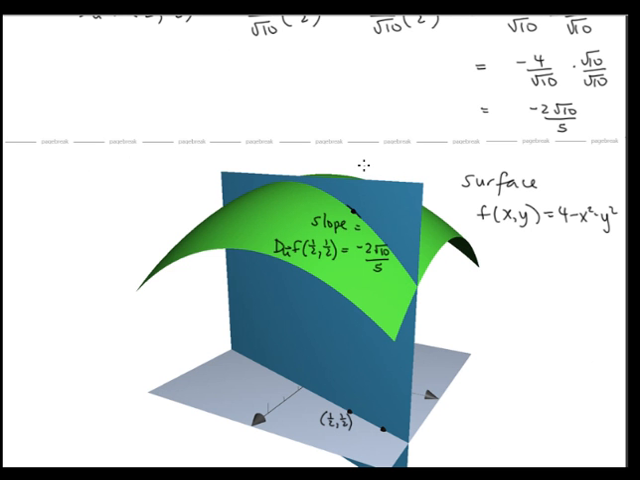And let's take a look at that graphically. This is the surface f of xy equals 4 minus x squared minus y squared. This is our point 1/2, 1/2. This is in the direction of unit vector u. And so what we found is that the slope at this point in the direction of this curve of intersection here, that slope is equal to negative 2 radical 10 over 5. That's our directional derivative at this point in direction of unit vector u.